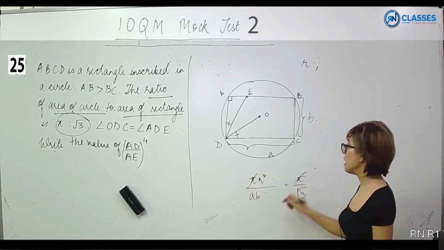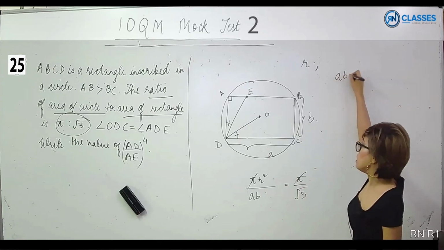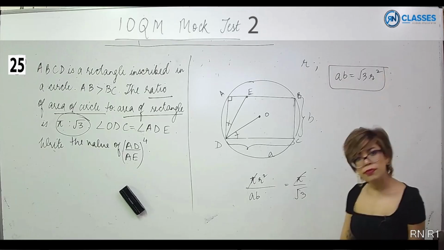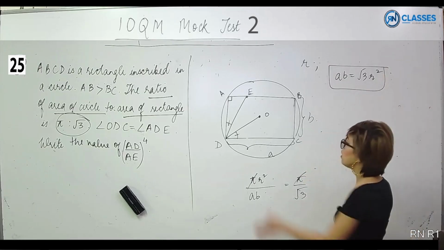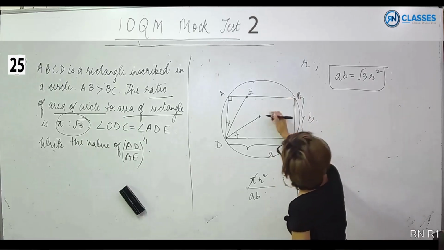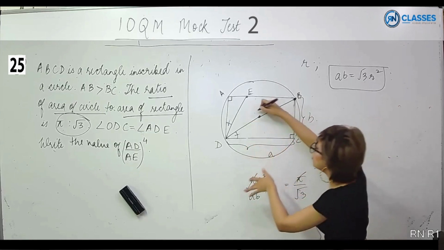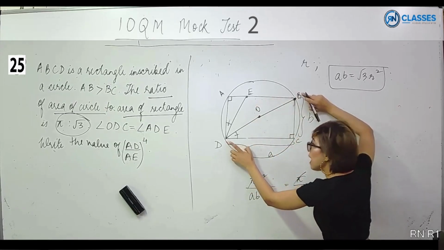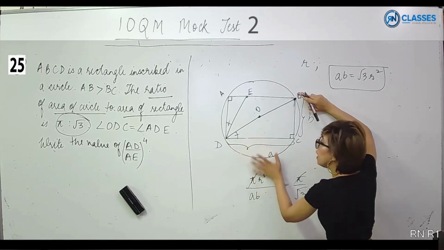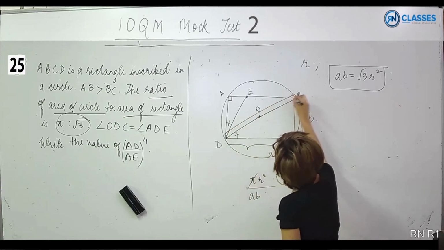Right? So obviously I will get this cancelled out and I will get AB is equal to root 3, one relation. Also I know that this is a rectangle, so here I have 90 degrees. Now if I extend this, this is the diameter, DB is the diameter as well as DB is the diagonal of the rectangle. I might be able to use that because this is A, this is B and this length will be 2r.